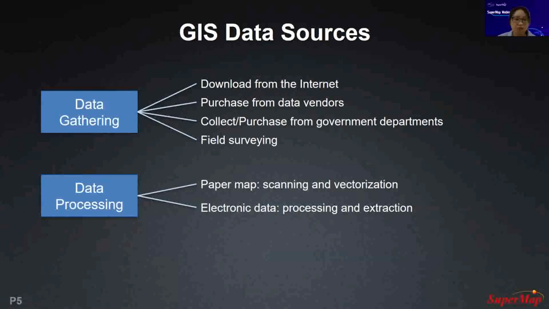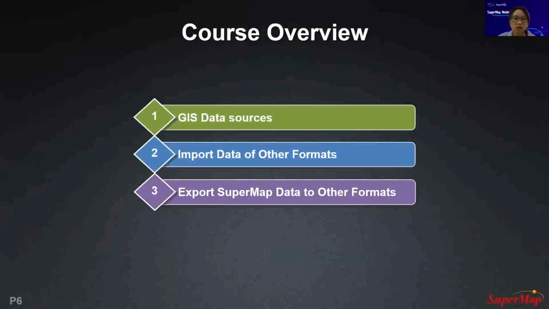While processing, if you have a paper map, you can scan it and vectorize the paper map to get the vector data. And also, if you have electronic data, you can process it and extract the data you want. Next, we are going to learn how to import data of other formats.